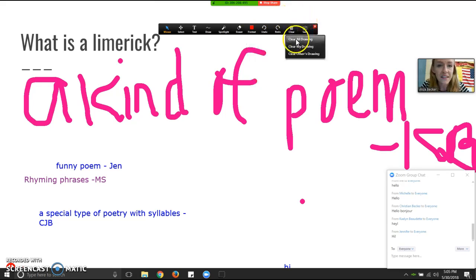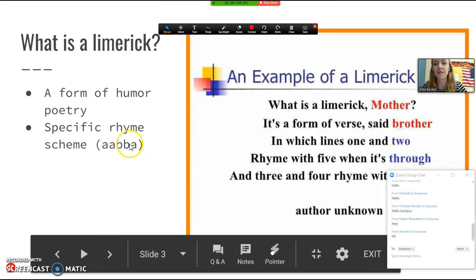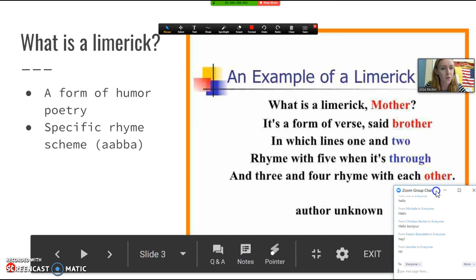I'm going to go ahead and clear that for now. We're going to go into what a limerick actually is. So a limerick, Jen was correct, is a type of humorous poetry, and it has a specific rhyme scheme.